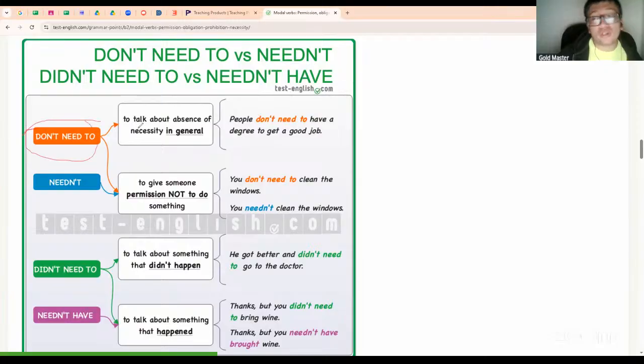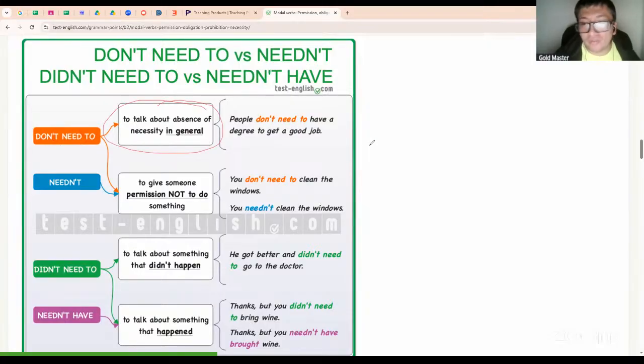Don't need to is the regular form, the same as don't have to. Only you will change the verb. All right, it's not appropriate to say main verb because this is a semi-modal verb, but you know what I'm saying. Need, necesitar. Have in that place means tener. So need to, necesitar o necesitar que. Have to, tener que, tener. That's it. It is used to talk about the absence of necessity in general.